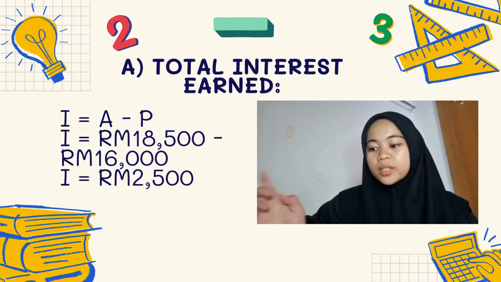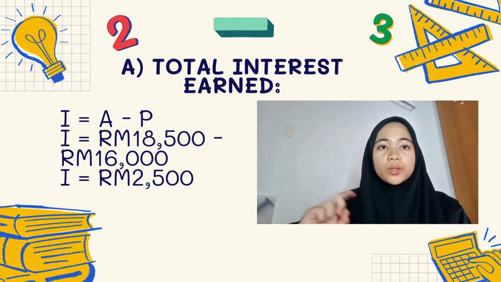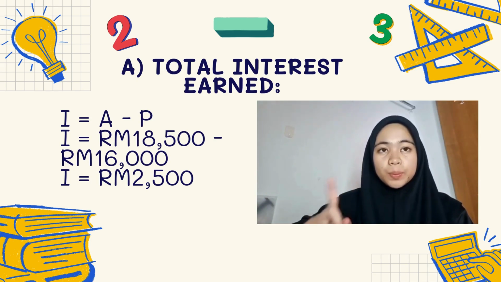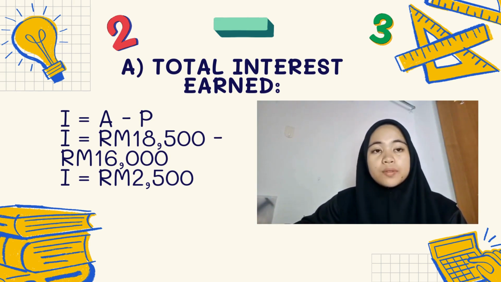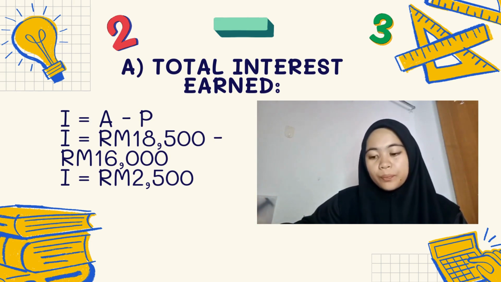Question 3a, the total investment earned. So I use the formula I equals A minus P to find the answer. So 18,500 minus 16,000, the answer is RM2,500.